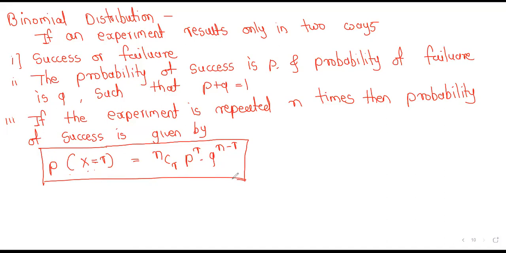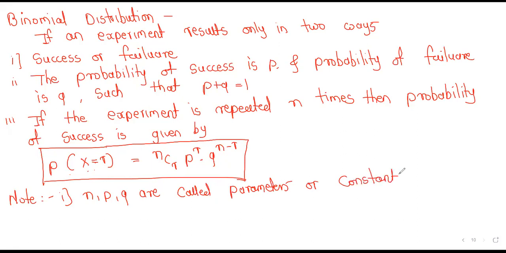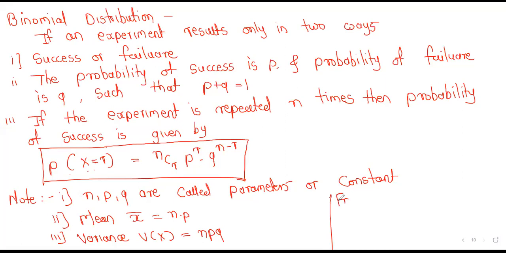Okay. Write down this, then we have to write some notes. Note number 1, N, P, Q are called parameters or constants. Then second one is mean x bar is equal to N into P. Third is variance, or V of x is equal to NPQ, and last is frequency is equal to capital N into P, which is equal to N into NCR P raised to R into Q raised to N minus R. Okay, write down this.